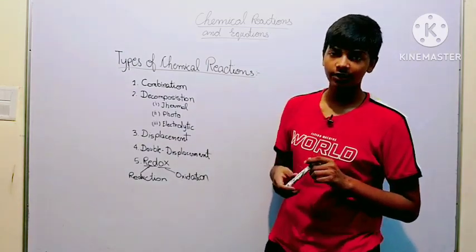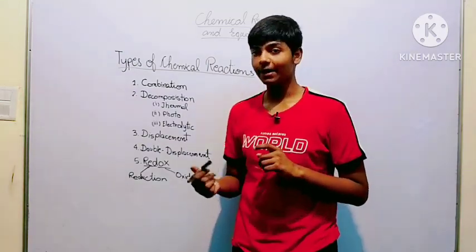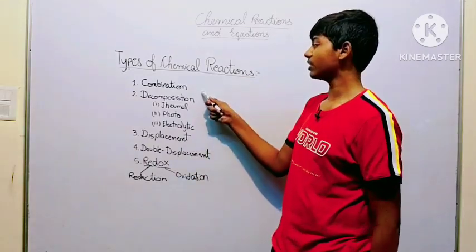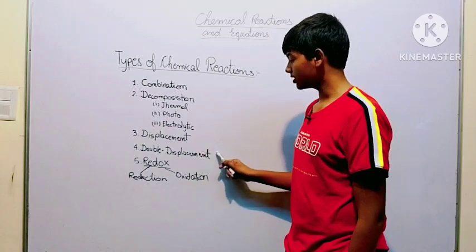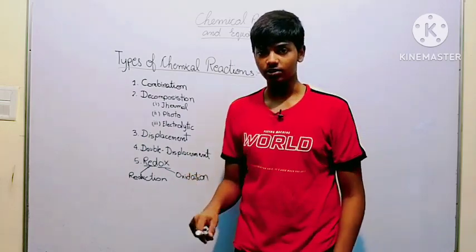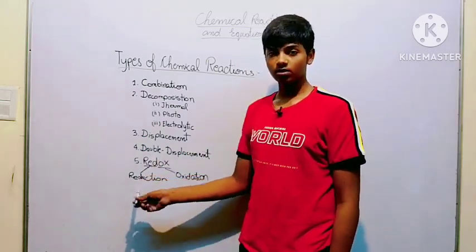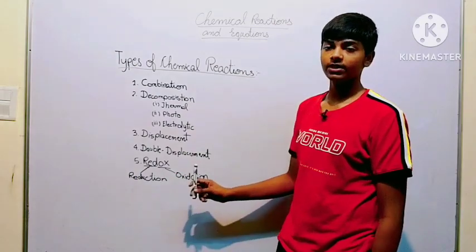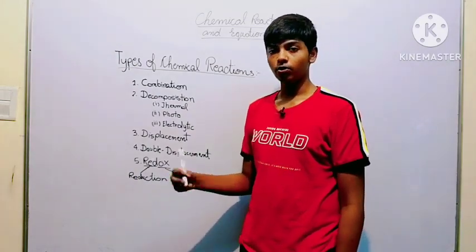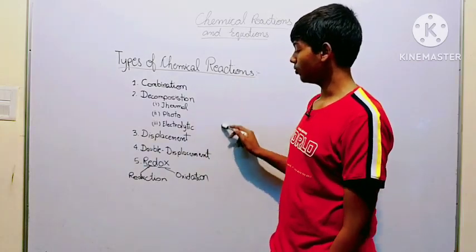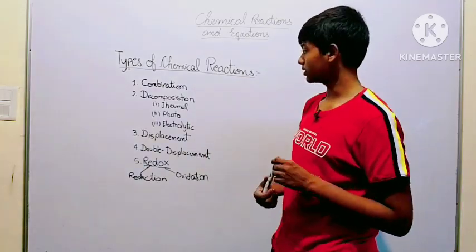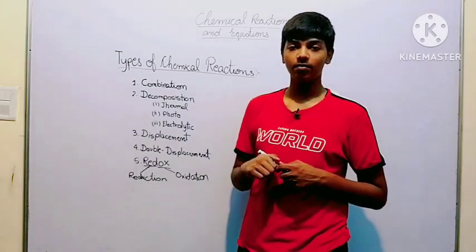So in this part of the video we will be discussing the different types of chemical reactions, which are combination reactions, decomposition reactions, displacement reactions, double displacement reactions, and redox reactions. Redox reactions, reduction and oxidation reactions, we will be discussing in the next part with corrosion and rancidity. In this part we will be only discussing these four types: combination, decomposition, displacement, and double displacement.